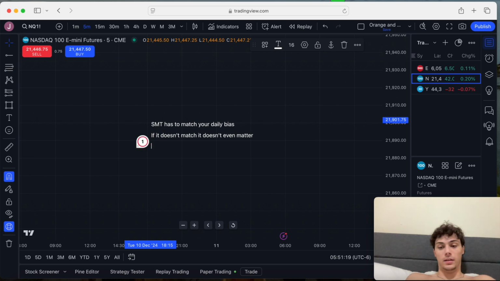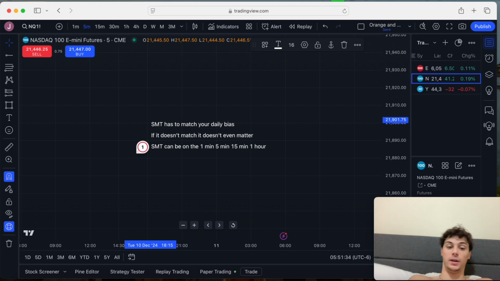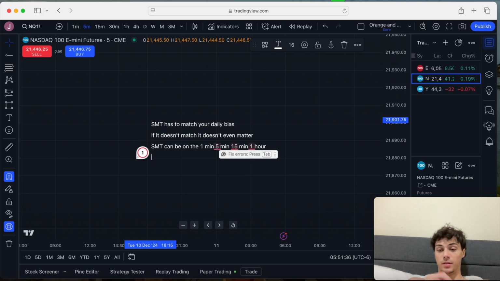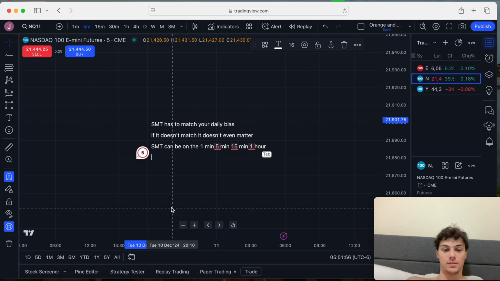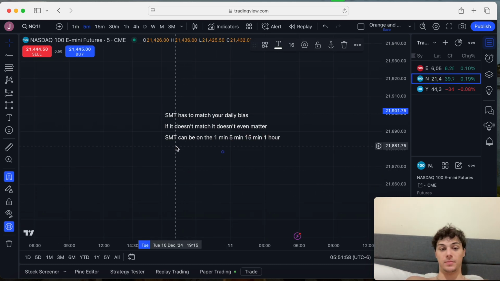And with that, SMT can be on the 1 minute, 5 minute, 15. It can be on any single time frame. It literally can be on any time frame. And you can take it as an entry, you can do it as anything. I took a trade on SMT on the 5 minute a couple days ago, and it ended up not working, but I mean, it's just name of the game.